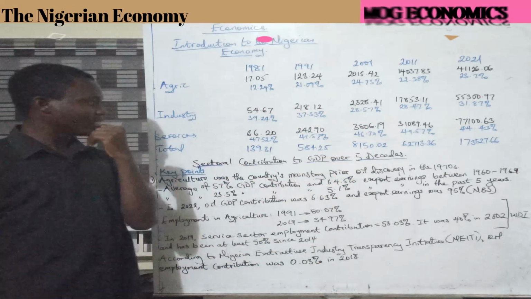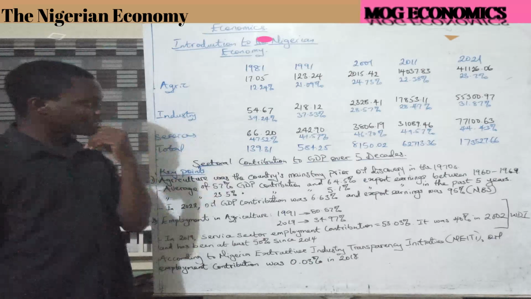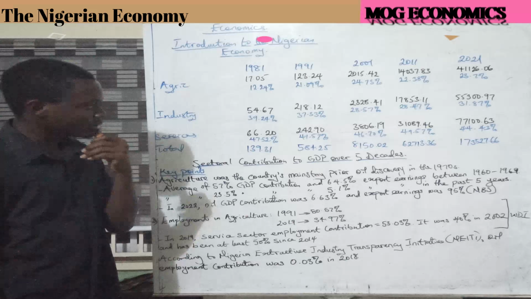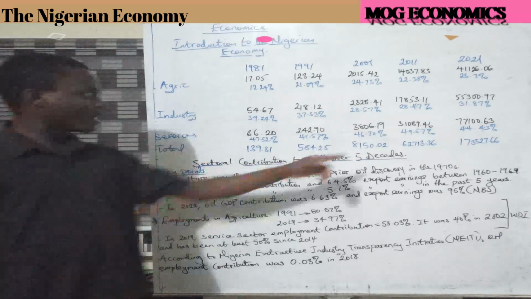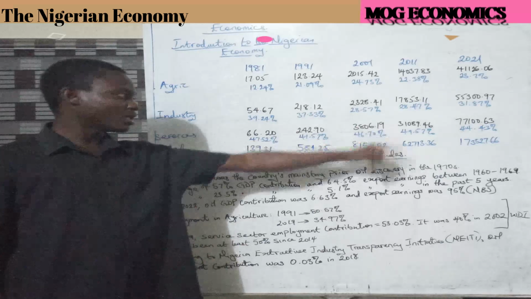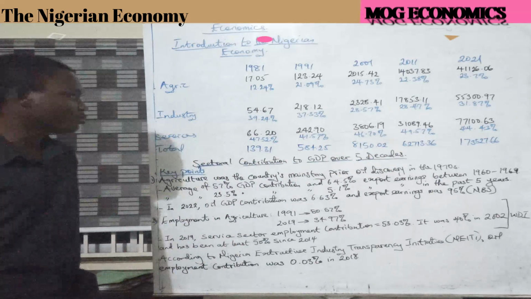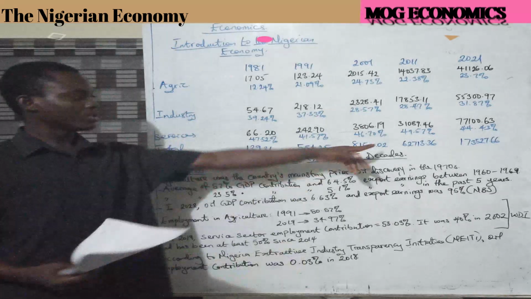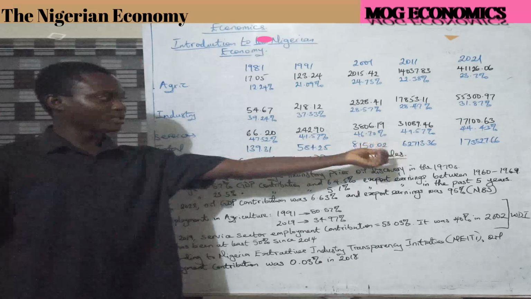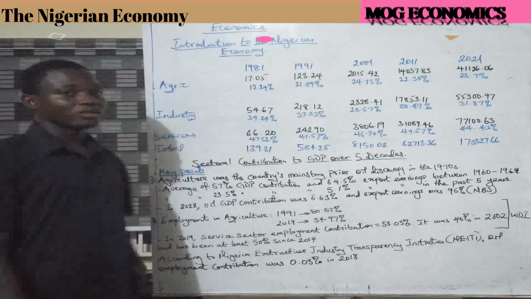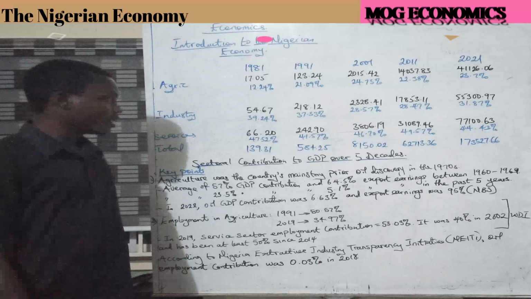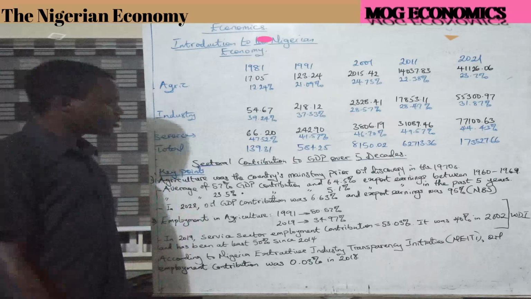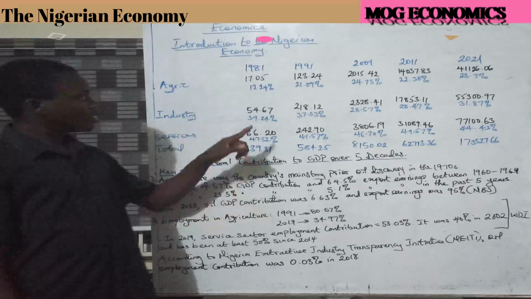Now for services, how do you analyze services as well? We look at services. When was the GDP contribution the highest? You have the highest value in 2011. So the highest GDP contribution of the service sector was in 2011, when it had 49.5, almost 50% contribution to the country's GDP, and its lowest value over this data set, over this period, was in 1991.